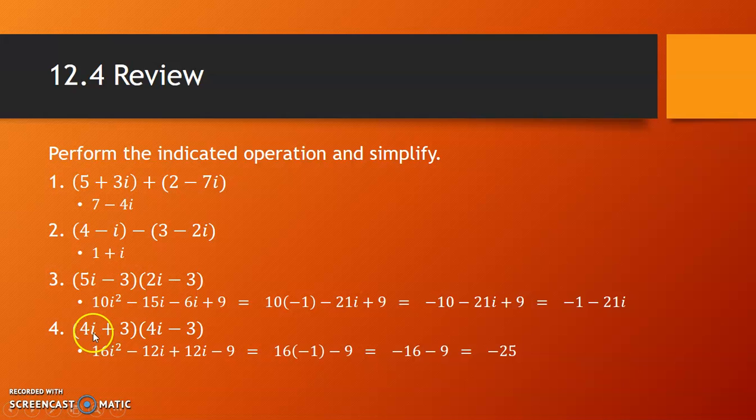So I've got 4i times 4i, which would be 16i squared. The outside and inside terms are both going to be 12i, but opposite signs, so those are going to eventually cancel off and go away. And then 3 times negative 3 is negative 9. So 16 times negative 1 minus 9, so we get negative 16 minus 9, which is going to simplify to negative 25. Okay, so that's what I want you guys to focus on for this chapter review.